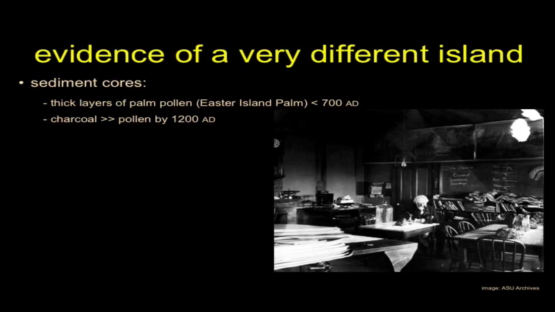So we go from having a lot of pollen, which implies there's a lot of, in this case, Easter Island palm trees around making pollen, healthy enough to be alive, healthy enough to be making reproductive propagules.